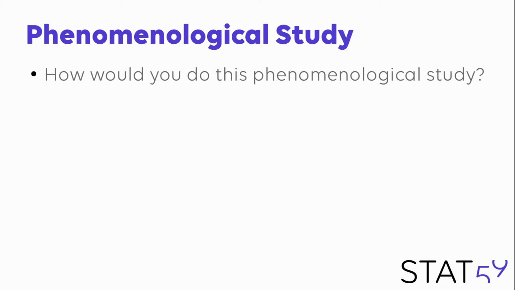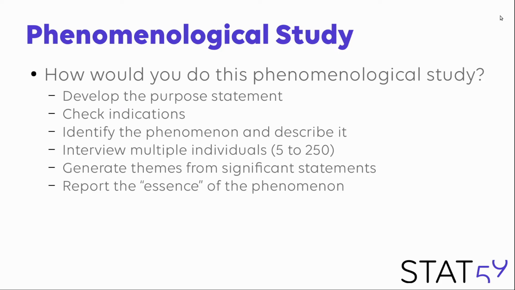So how will we do this in the case of the Amatrice earthquake? Well, first, again, we will develop our purpose statement, check to make sure we're comfortable that we're using the right methodology. We identify the phenomenon, what is it that we're studying, and describe it. And then we interview multiple individuals, here maybe from 5 to 250. And from those interviews, we're going to generate themes of significant statements. And we're going to report the essence of the phenomena.